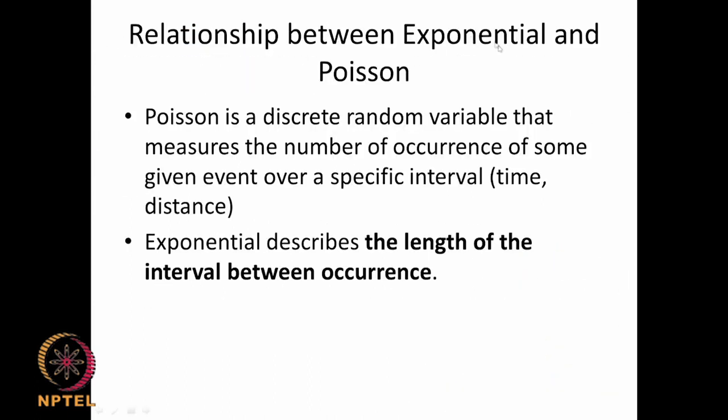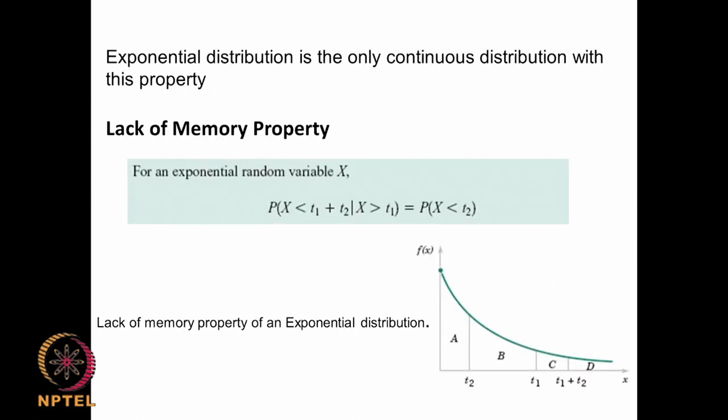So what is the relation between exponential and Poisson? As I mentioned, Poisson is a discrete random variable that measures the number of occurrences of some event, whereas the exponential distribution gives you the length of the interval between occurrences, how long it will take for a particular event to take place, whereas the Poisson distribution tells you how many events. That is why they are interrelated. The exponential distribution is a continuous distribution and it has no memory attached to it. That means just because an event has happened, that does not have a bearing on the next event, like road accidents.